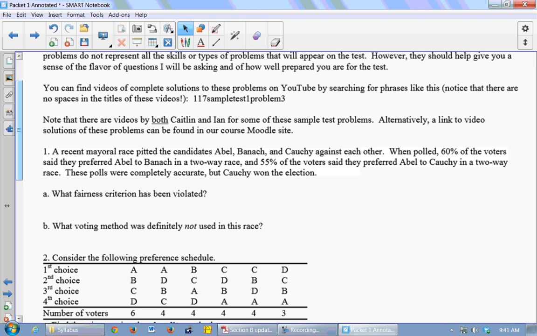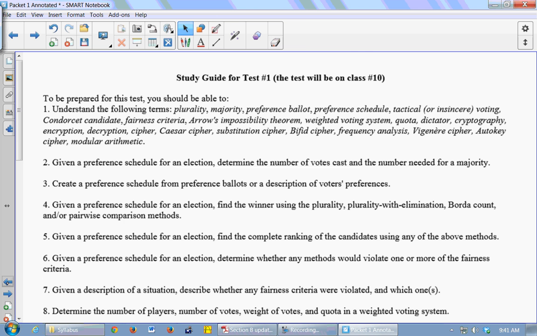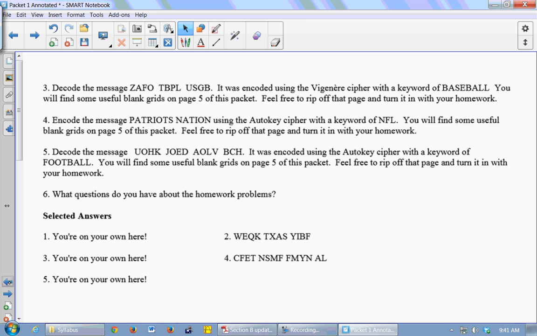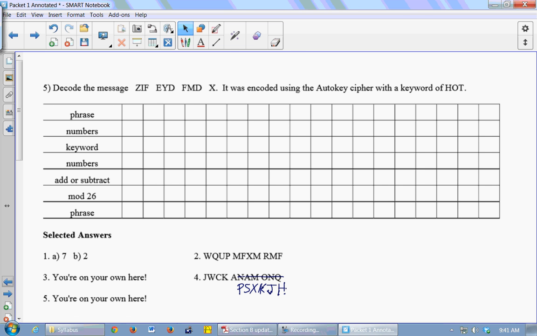No, I will provide you with grids. They won't be filled in with what to do. So here it says phrase, numbers, keyword, numbers, add or subtract, multiply. These are prompts of what to do. Those won't be there. You'll just have a grid, right? So you have to know what to do. The prompts won't be there.